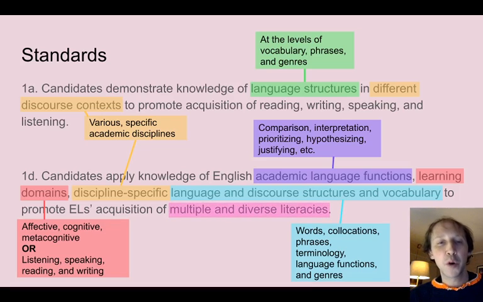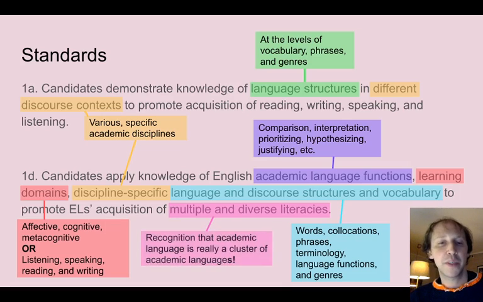Finally, this is maybe the most important idea here today. The fact that what we're doing when we talk about academic language in these diverse disciplines, we're really talking about a group of interrelated, yes, but ultimately distinguishable languages, academic languages. And that's something that I'm hoping to pick apart and explore more today.